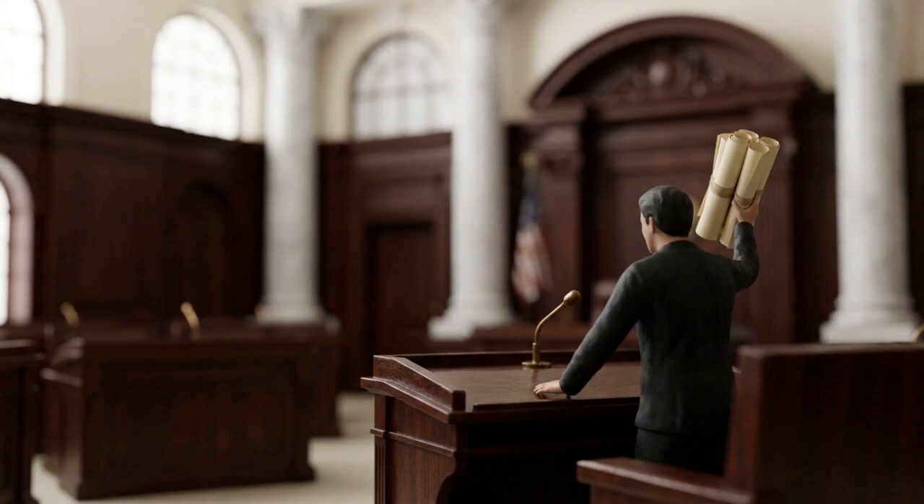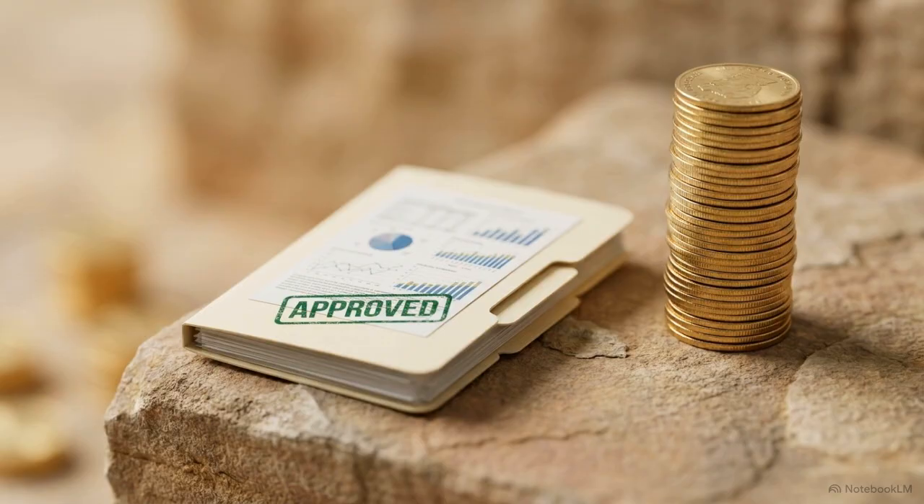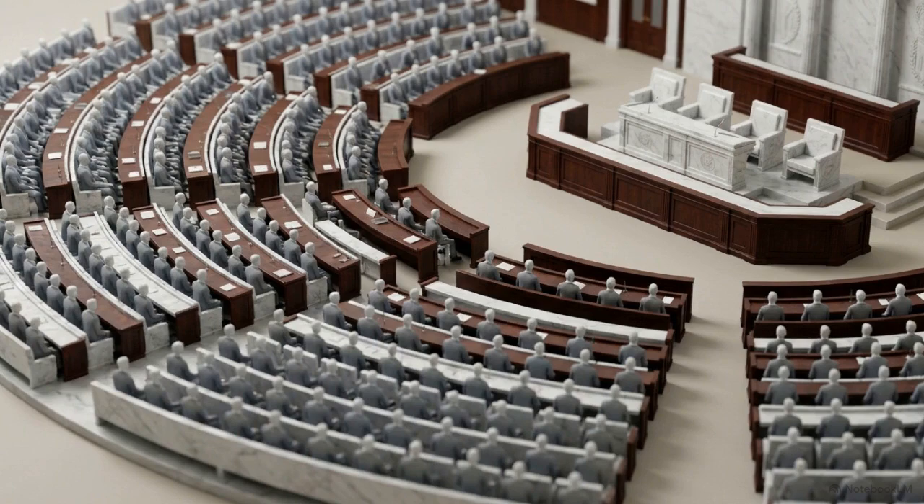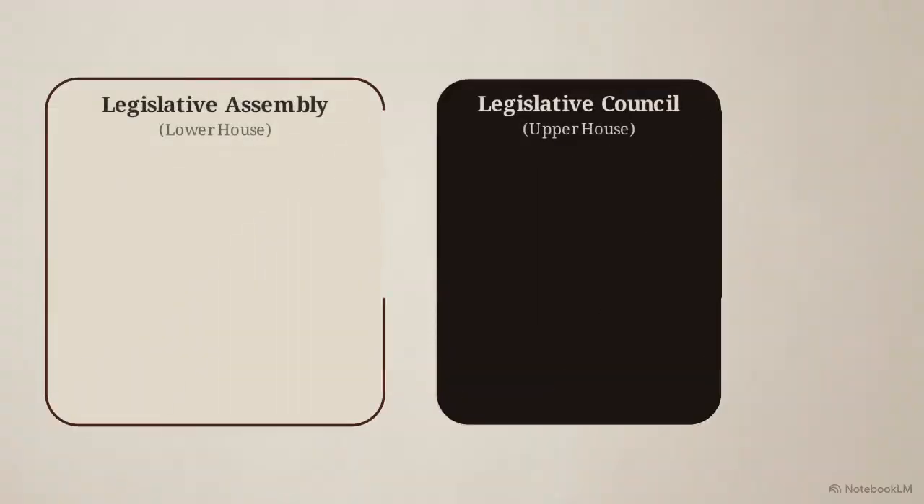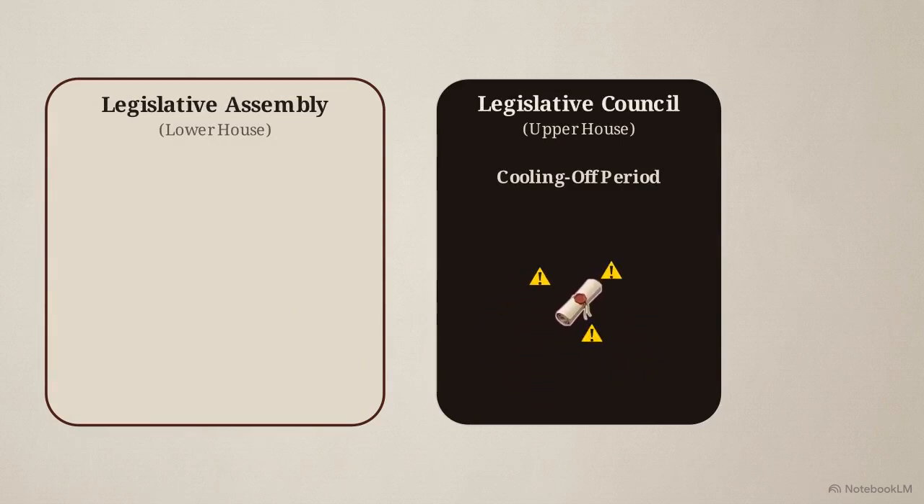MLAs sit in the assembly, introduce major bills, and hold the final say over the state budget. If a single political party holds a massive majority there, they can push flawed or rushed bills into law very quickly. This diagram shows the MLC's primary function: review power. They scrutinize assembly bills, ask questions, and suggest amendments in a cooling-off phase. That delay catches legal loopholes before a bill impacts millions.